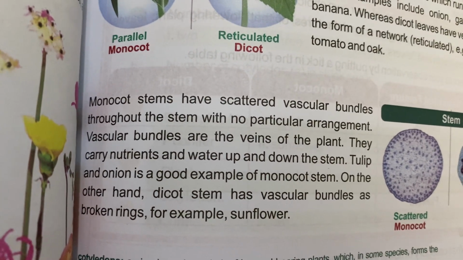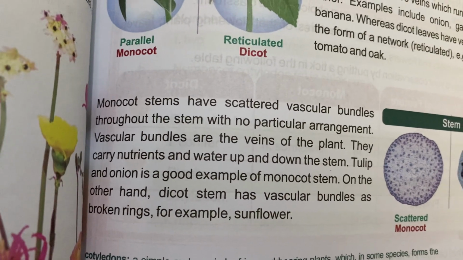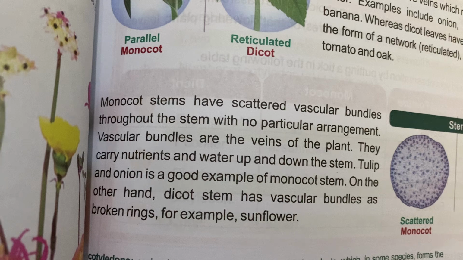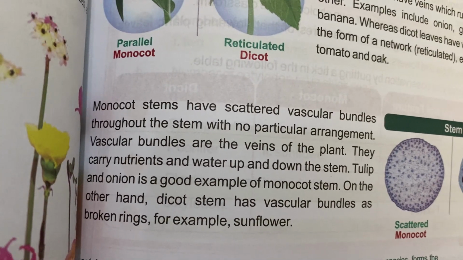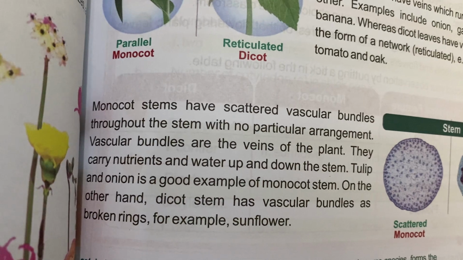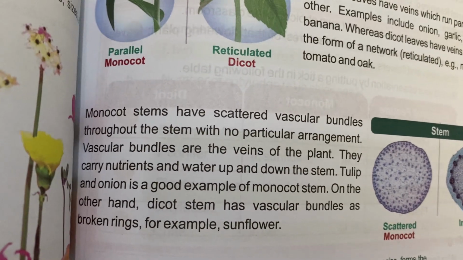Vascular bundles are the veins of the plant. They carry nutrients and water up and down the stem. Tulip and onion are good examples of monocot stems. On the other hand, dicot stems have vascular bundles as broken rings. For example, sunflower.